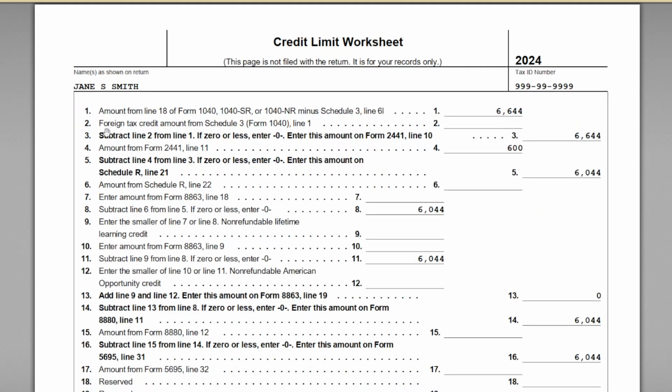So line 2, there's the foreign tax credit, or the FTC adjustment. So if you have any foreign taxes that you're claiming a credit for, which would be reported on Schedule 3, you have to enter those here. In our case, Jane doesn't have any foreign tax credits, so we've left that blank. So the amount of tax that we're working with before applying the credit is $6,644. We've entered the amount from line 11, right? Form 2441, line 11, $600. And so we have plenty of taxes to be able to use this full credit.